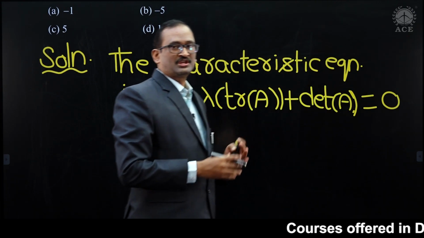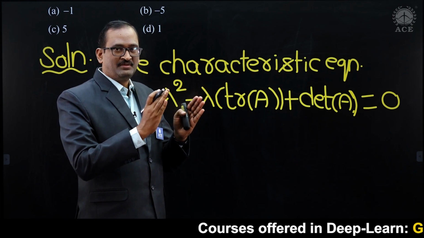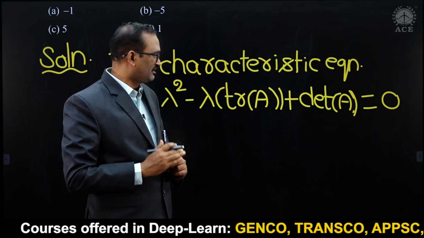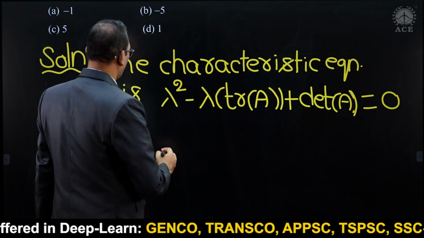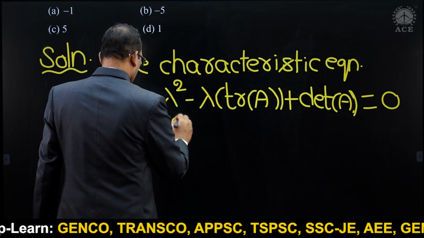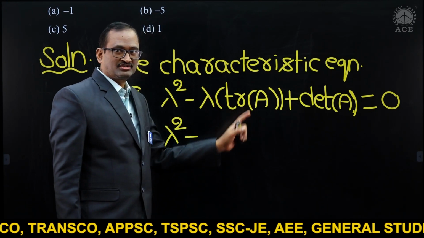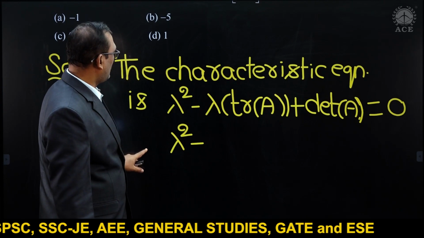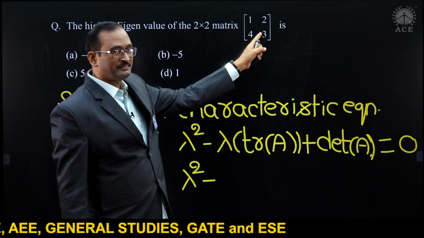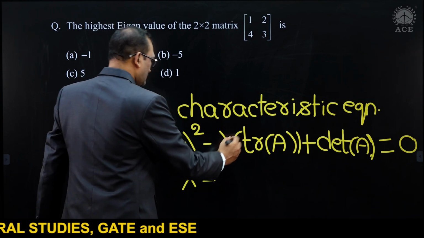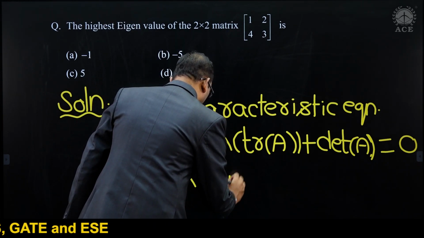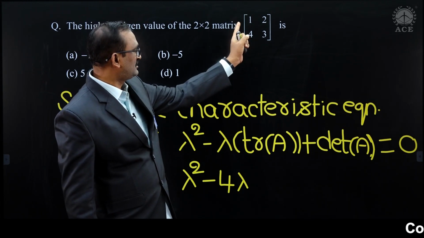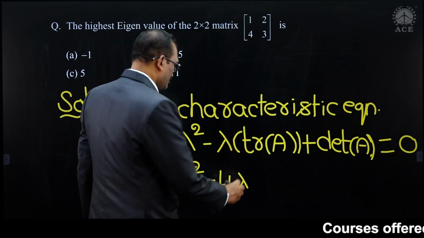If you want, you can use the formula determinant of A minus lambda I is equal to 0 in order to get the characteristic equation. Or else we can do it like this also. So that is lambda square. Trace of a matrix means sum of the diagonal elements of a matrix. Sum of the diagonal elements is 1 plus 3, 4. So minus lambda into 4, that is minus 4 lambda plus det A. What is the determinant of the matrix? 3 minus 8, that is minus 5.